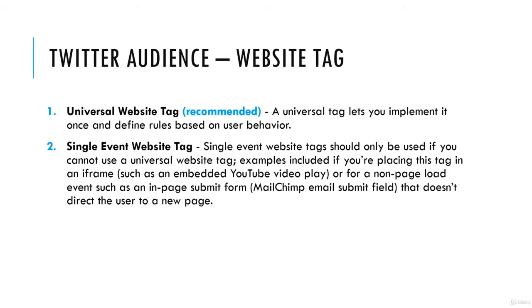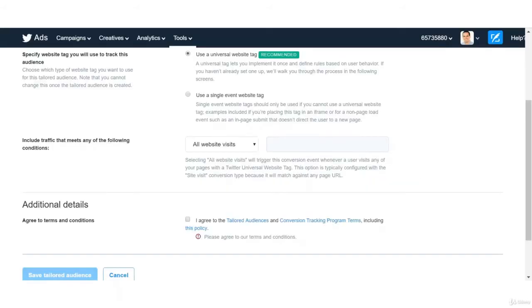Another non-page load event is an in-page submit form. For example, the MailChimp email submit field. Oftentimes you see that email submit field in the header on people's websites. It doesn't load to a new page once you submit your email. So again, you want to track this audience via a single event tag. So unless you want to build an audience around a single event, such as that embedded video play or in-page submit form that isn't directing people to a new page, I advise using the universal website tag.